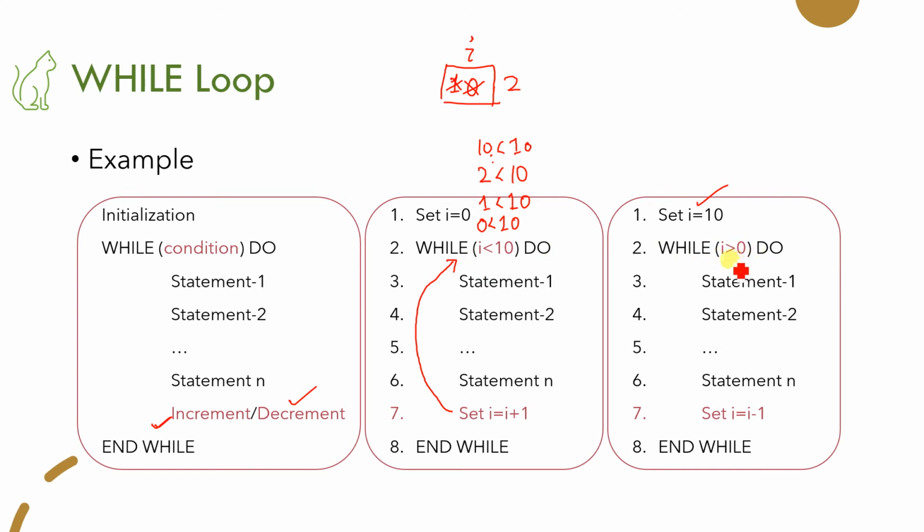So until the condition is true, the statements get executed. That is, 10 greater than 0, condition satisfied, these statements get executed. Similarly, I have changed statement 7 into I is equal to I minus 1. Earlier I was increasing the value because I had initialized it with 0, but in this case I have decremented the value because I have initialized I with 10. Okay, I hope you understand the concept.